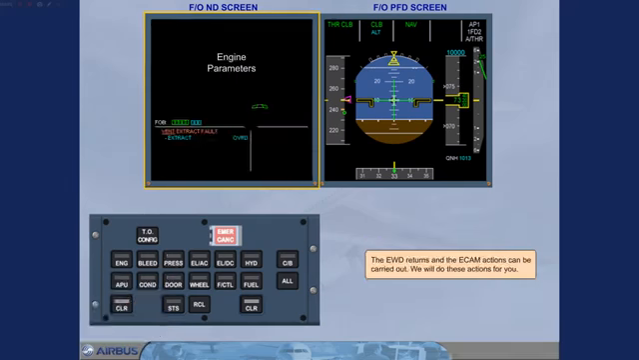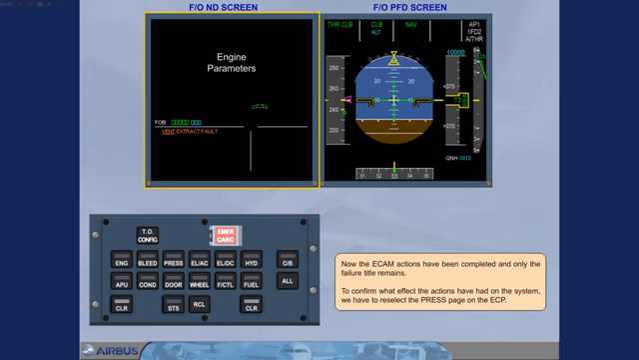The engine warning display returns and the Ecam actions can be carried out. We will do these actions for you. Now the Ecam actions have been completed, and only the failure title remains. To confirm what effect the actions have had on the system, we have to reselect the press page on the Ecam control panel.